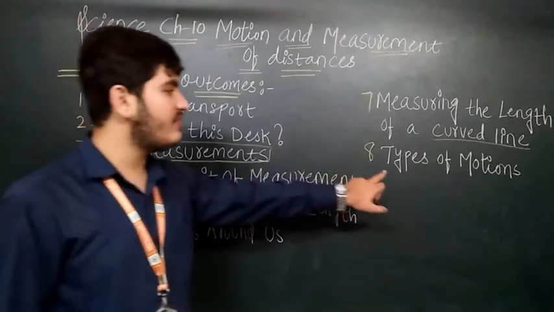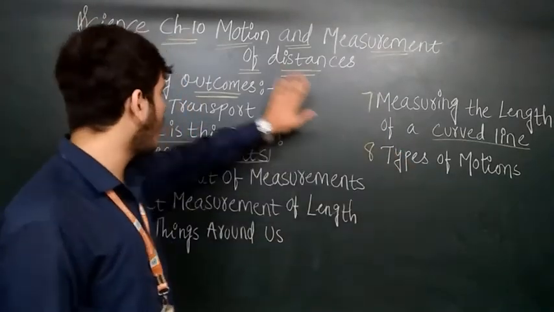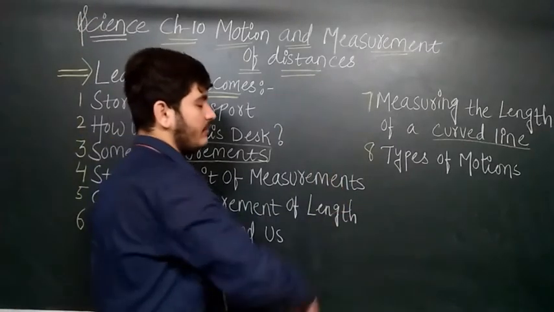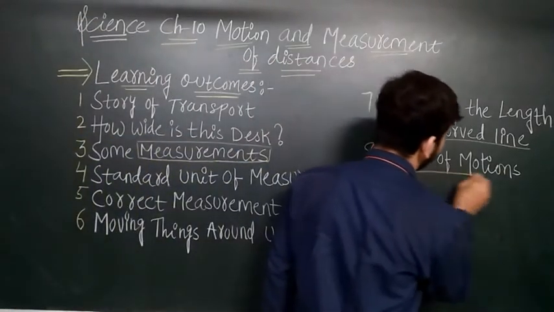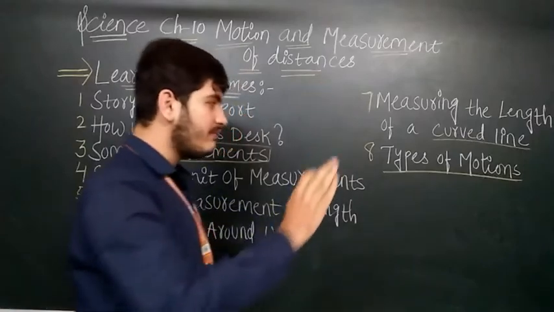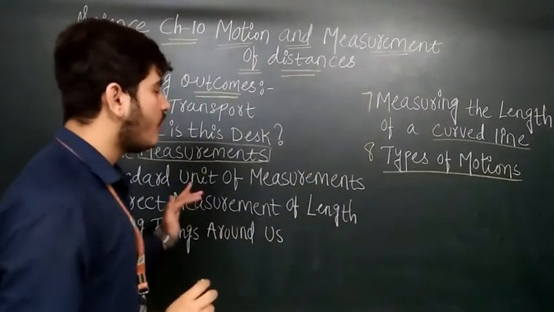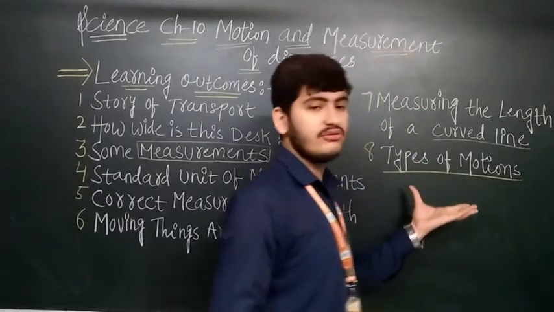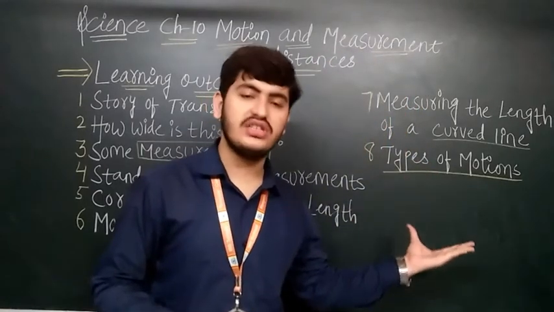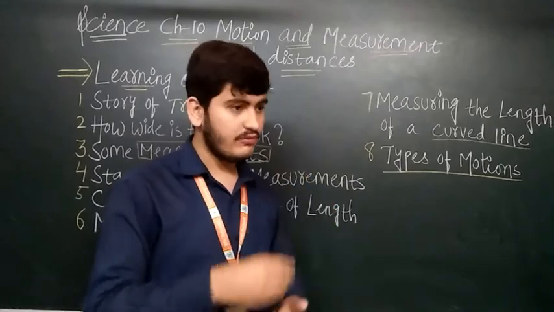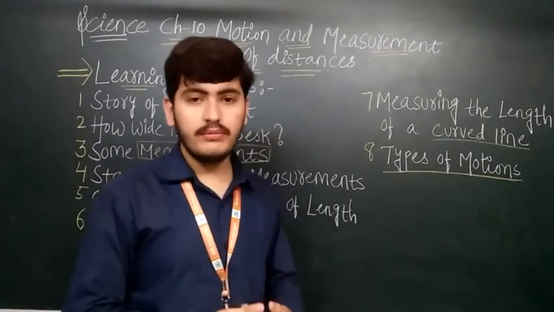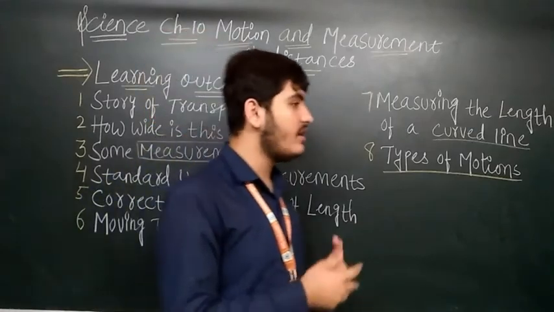Motion is only one topic. The types of motion. These first 7 topics are all only about measurement of distance. The motion topic is only one. Motion, as I have told you, means to move from one place to another place, and you will learn about the types of motion. How many types of motion are there? Because the movement of all things is not the same.